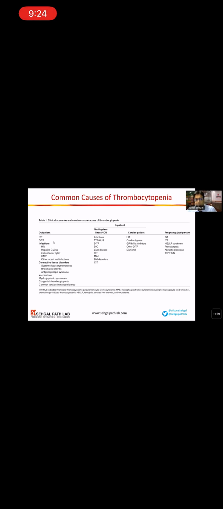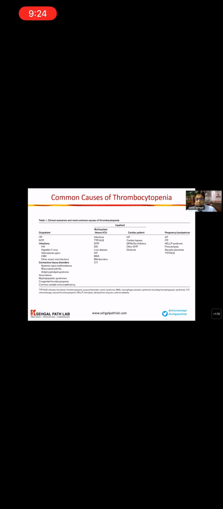Especially, this being a non-Asian or non-Indian article, you will not find things like malaria and dengue in this list, but we know we face a lot of these viral infections commonly. These are rare ones, but we also see in practice HIV, hepatitis C, CMV, and various other viral infections. Connective tissue disorders, post-vaccination, and we all know post-COVID we have seen many cases. Then among outpatients, especially elderly, you may have a low-grade MDS, and rare causes like congenital thrombocytopenia or immunodeficiency.